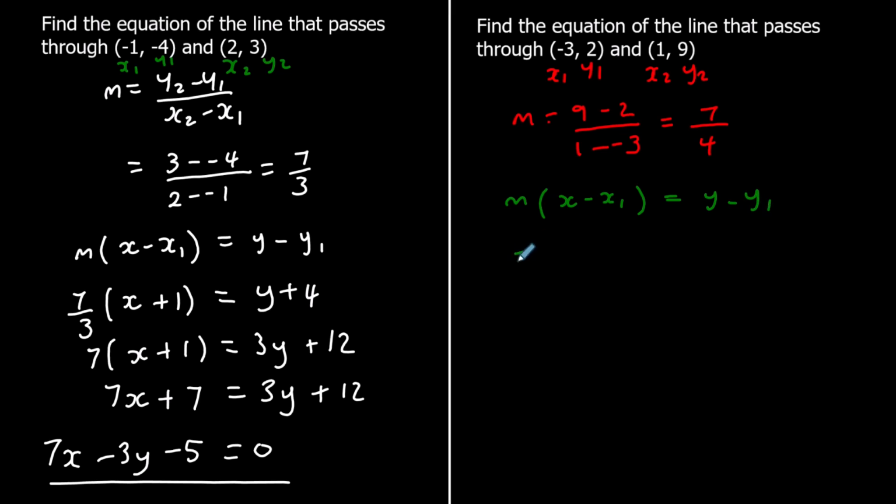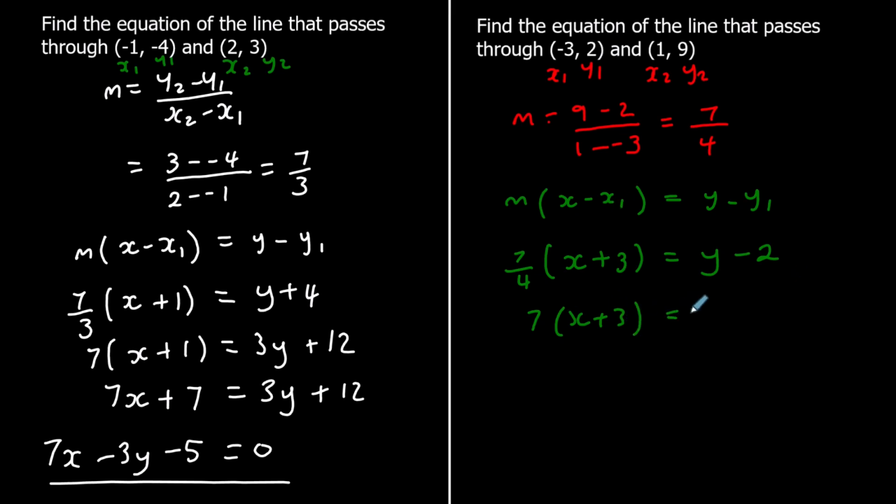So we've got 7/4 times x minus x1, so minus 3, so plus 3, equals y minus y1, y minus 2, times by 4. So that is an acceptable answer. It is the equation of a line.